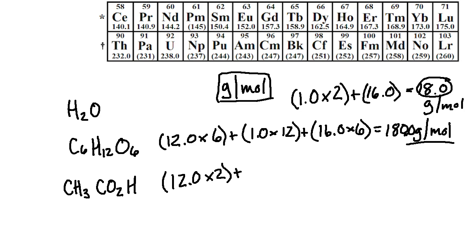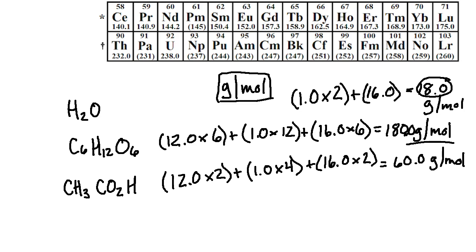Plus, how many hydrogens do I have? Well, I've got the CH3, so that would be 3 hydrogens, and then that last hydrogen there on the carboxylic acid is going to make it 4. So I have 1.0 times 4. And then finally, I need to add in the oxygens, and I've got 2 oxygens there, so 16.0 times 2 oxygens. If you add all of that up together, you should get approximately 60 grams per mole.